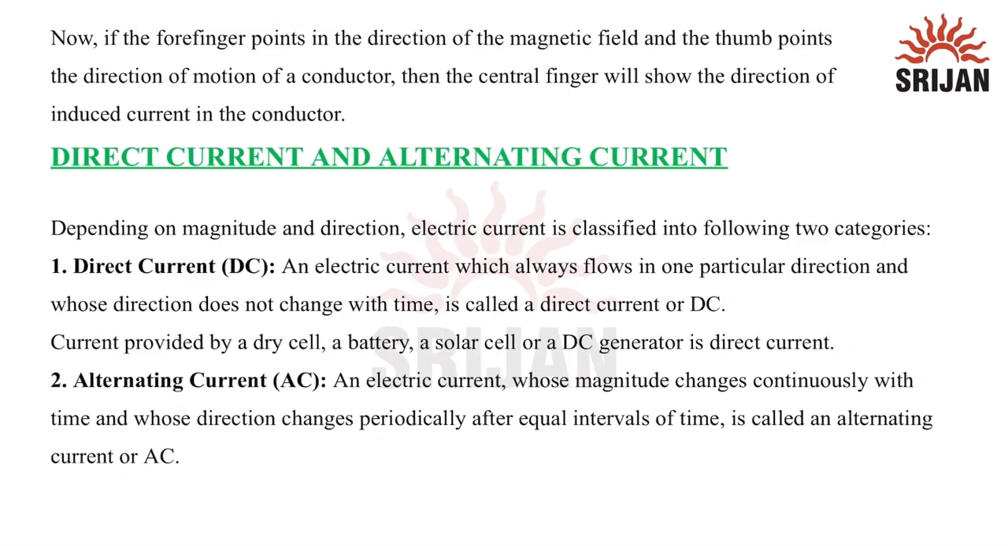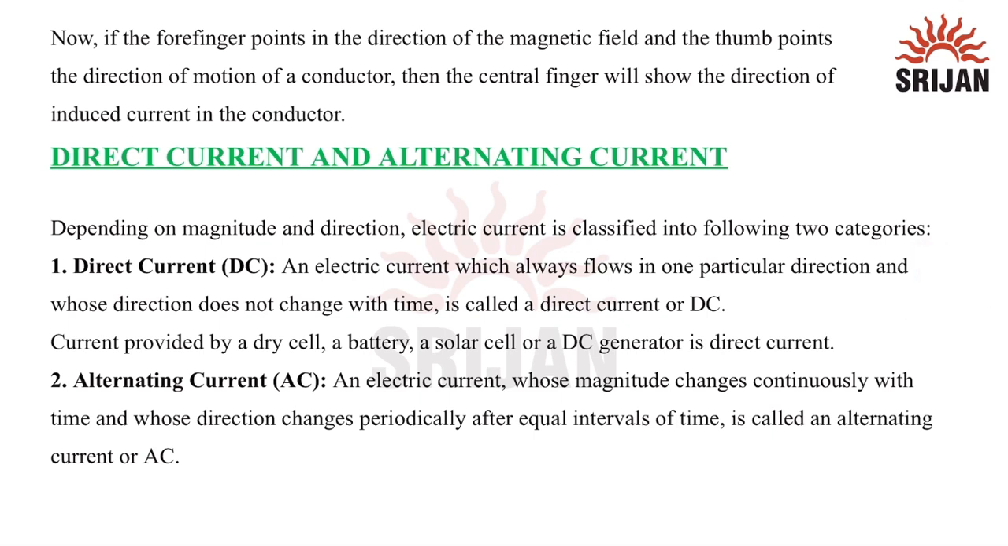Now, there are two types of current, that is direct current and alternating current. Depending on the magnitude and direction, electric current is classified into two categories. The first one is the direct or DC current. It is an electric current which always flows in one particular direction and whose direction does not change with time. The current provided by a dry cell, a battery, a solar cell, or a DC generator is direct current. Please remember this definition.